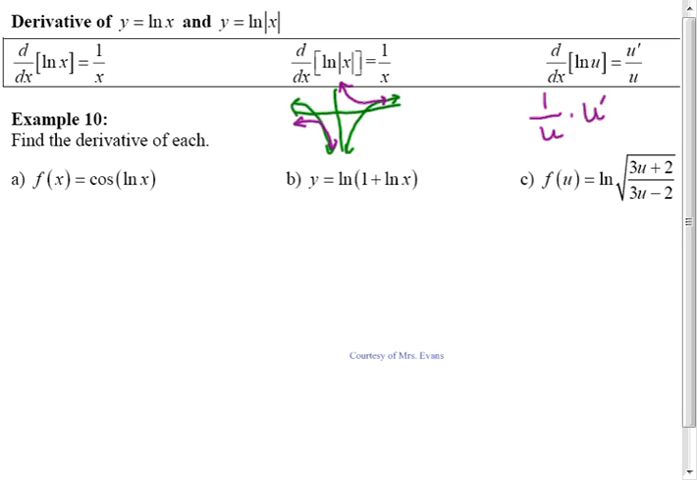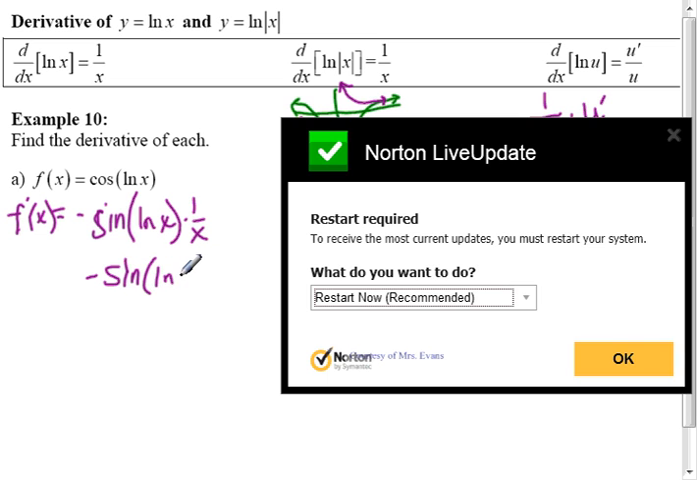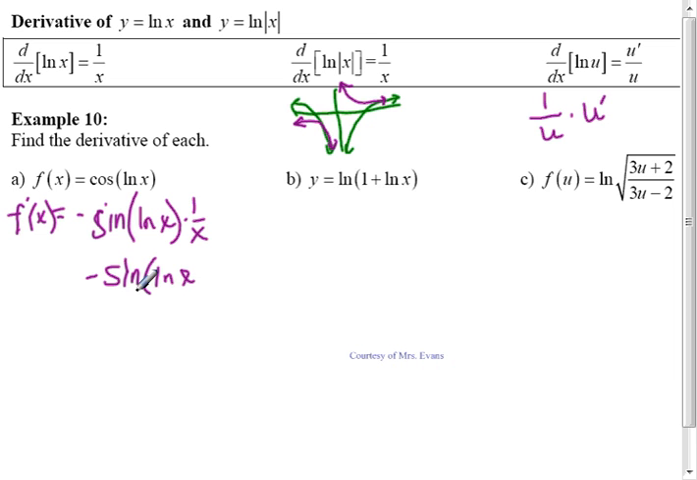Alright, so let's find the derivative of each of these. So f prime of x, the derivative of cosine is negative sine. So we're going to have negative sine of ln of x times the derivative of the inside, which would be 1 over x. And you can write that as one fraction if you want, so we'd have negative sine of ln of x over x.